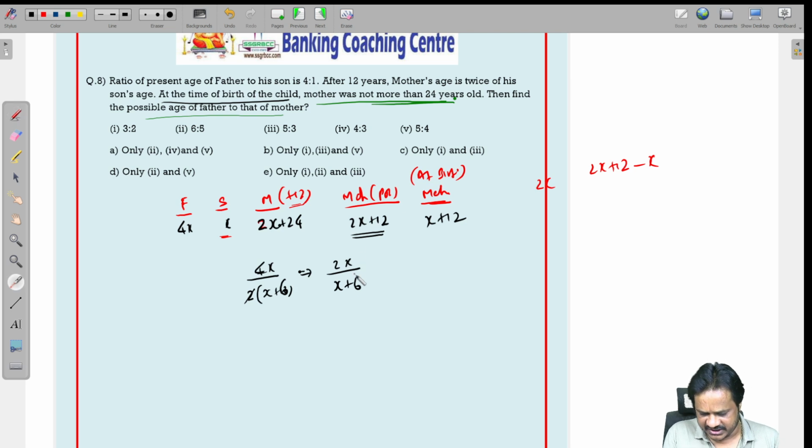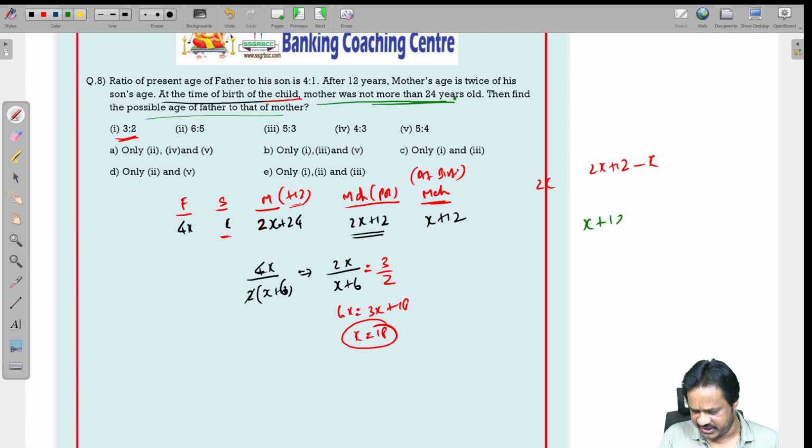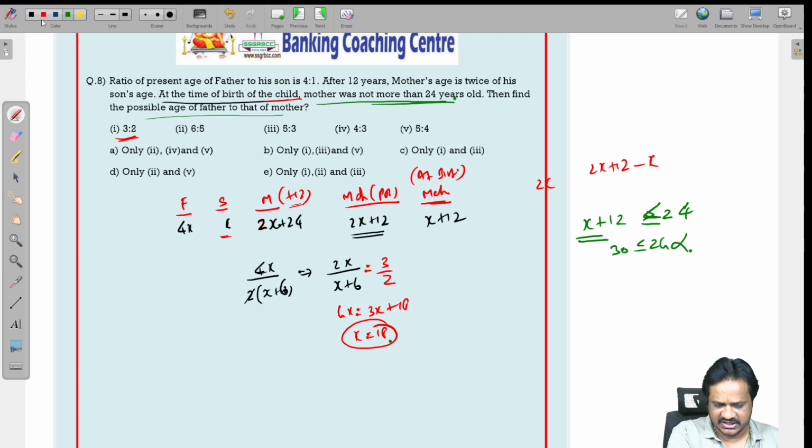This is father's age, this is the mother's age. This ratio we have to substitute is equal to 3 by 2. So therefore 4x is equal to 3x plus 18, x value 18. We want to find the mother's age at the time of the birth. So at the time of the birth mother's age will be x plus 12 and it should not be greater than 24. That means it should be less than or equal to 24. Now 18 plus 12, 30. Is 30 less than or equal to 24? No. So the first option is wrong. Then go to the second option. What is the second option?